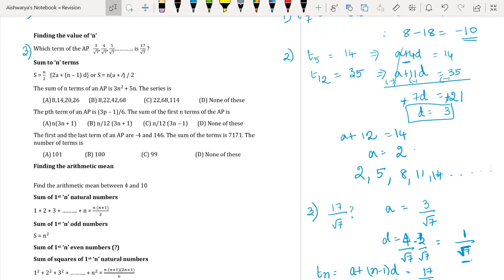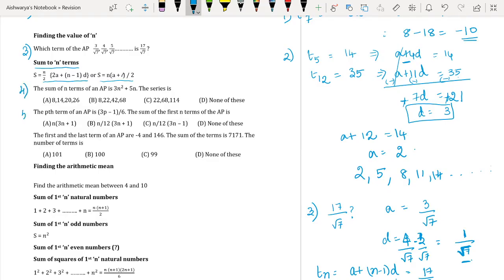Let's go to the sum to n terms formula. Sum to n terms is when we are adding n number of terms. We can use two formulas, either this or this. Let me read the formula. You have n by 2 into 2a plus n minus 1 into d, or your sum can be n into within bracket a plus l, where l is the last term of the series, this whole thing divided by 2.